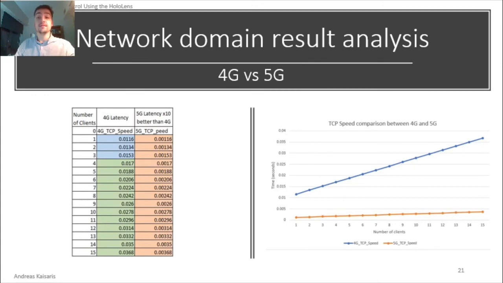Then the 5G data were created with the assumption that the 5G latency will be 10 times better than the 4G network. The graph on the right is then evidence that the 5G technology has less round-trip time latencies than the 4G technology, as it can handle multiple users at the same time without sacrificing the connection speed.